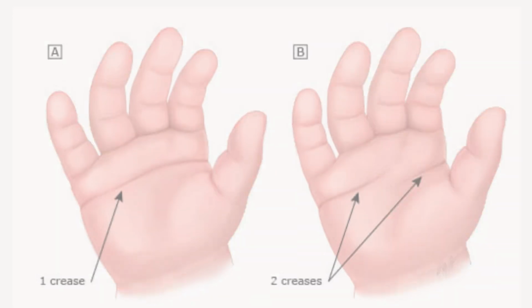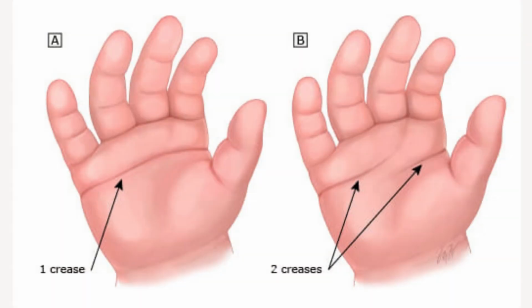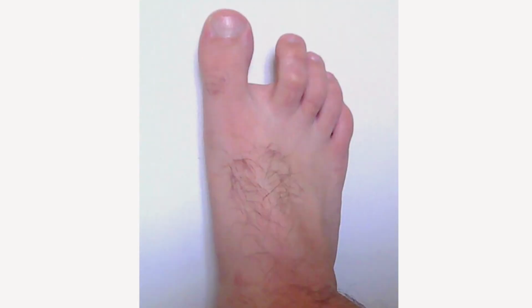This is another picture showing what a normal crease looks like compared to the simian crease. The last physical feature is in the feet. They have a wide gap between the first and second toes as a result of the medial displacement of the great toe. This is simply a large space between the first and second toe, also called a sandal gap.